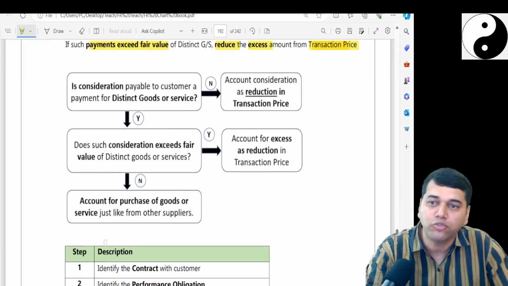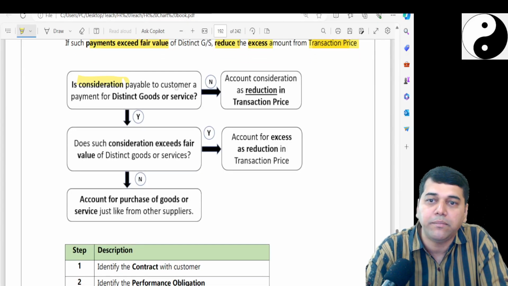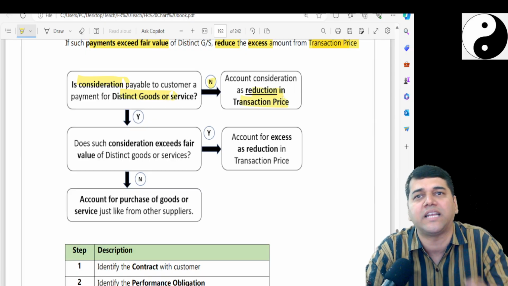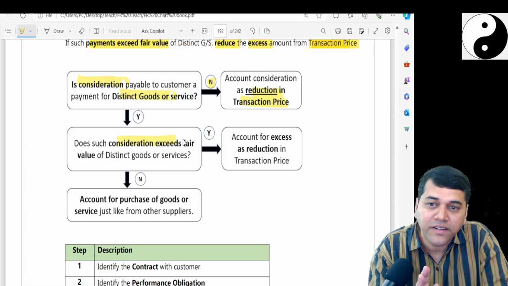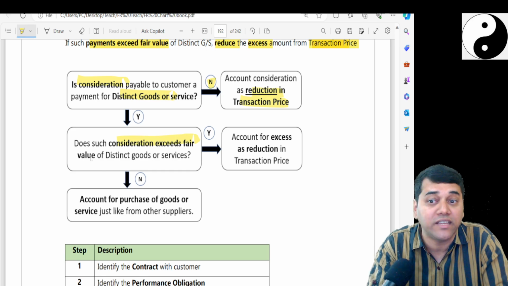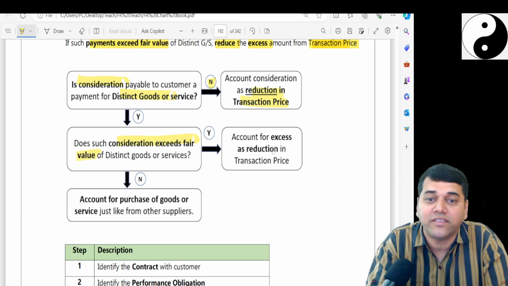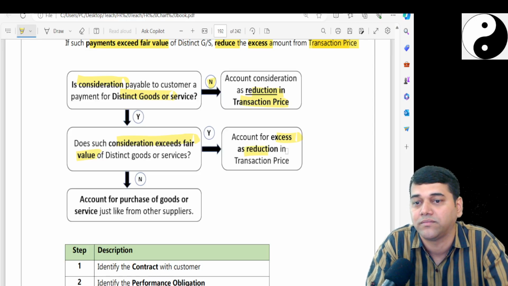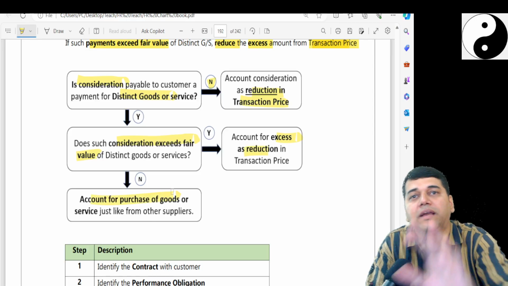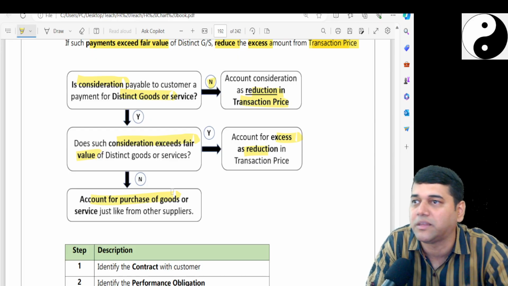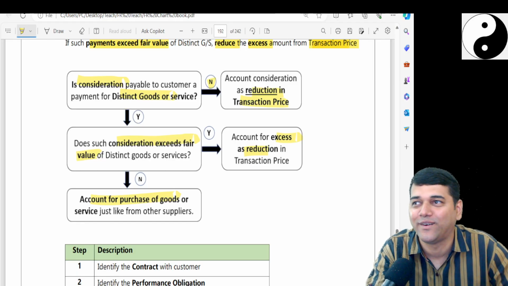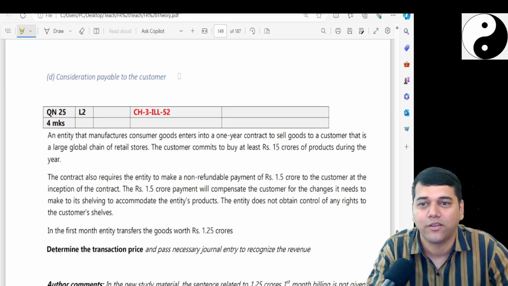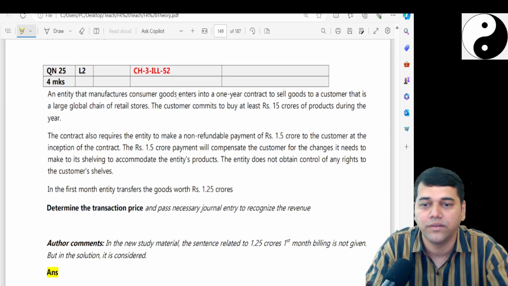That's why I will take it through the rule. Is the consideration payable to the customer for distinct goods? If answer is no, straight away reduction from the transaction price, because it is directly connected with the transaction. If it is yes, it is distinct. Then check, is it exceeding fair value? If yes, reduce that excess from the transaction price. If no, then you account it as an advertisement expense or whatever on earth is the separate transaction. Now you understood? Okay, now we will apply. Okay, this is the last thing. Then we can go to the next step.